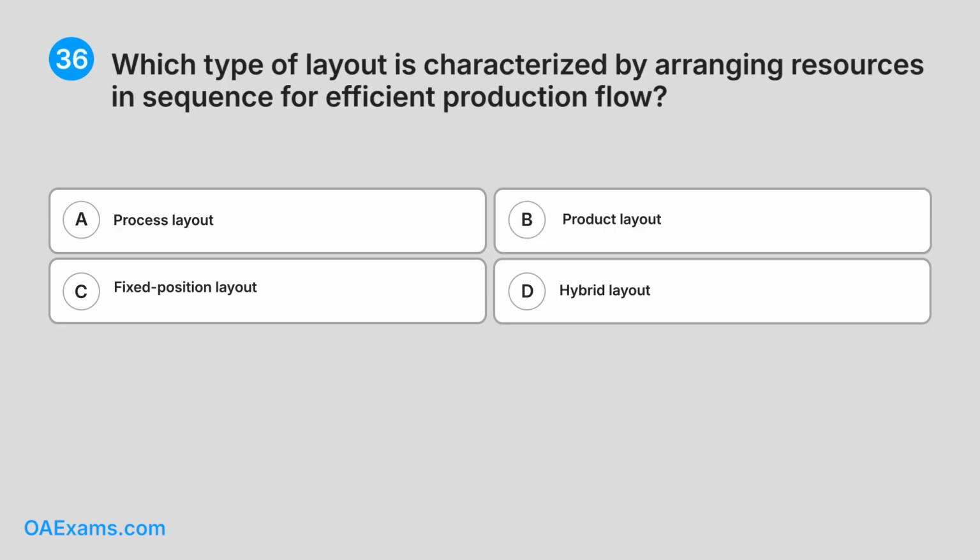36. Which type of layout is characterized by arranging resources in sequence for efficient production flow? A. Process layout. B. Product layout. C. Fixed position layout. D. Hybrid layout. Do you know the answer?